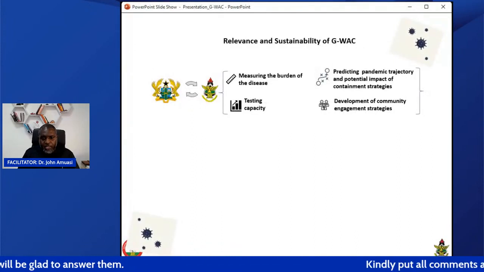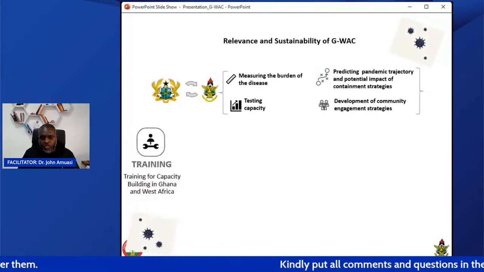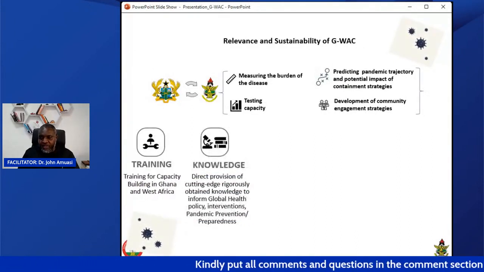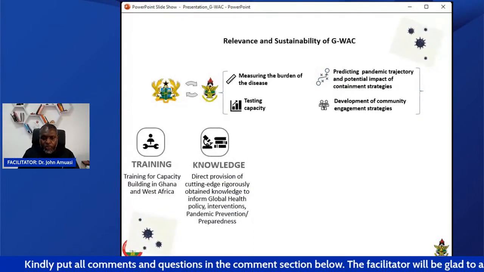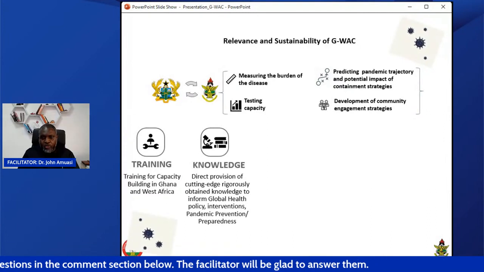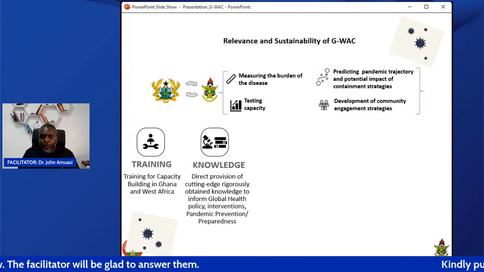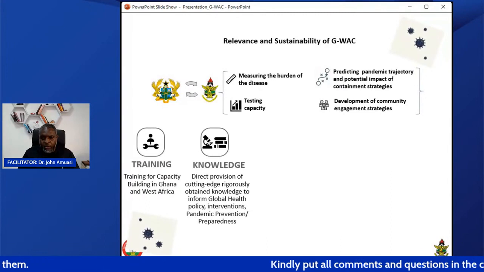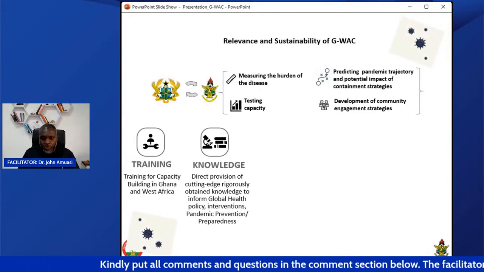So we are very intent on making sure that this whole idea of G-WAC is relevant and highly sustainable. And so part of what we engage in is trying to measure the burden of disease and to use this as a reliable predictor of pandemic trajectory. We want to improve testing capacity, because you really need to be able to test to see what is going on.